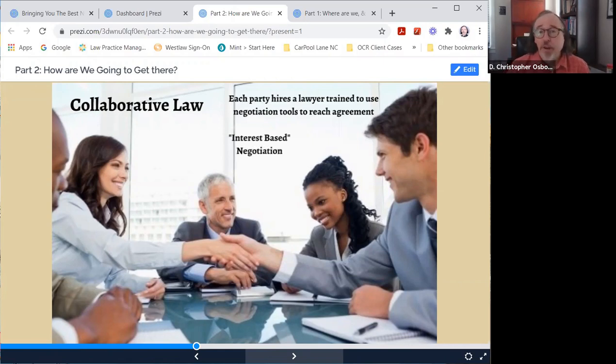So collaborative lawyers engage in what's called interest-based negotiation. Collaborative lawyers don't take positions and say, we're doing this and you can take it or leave it.